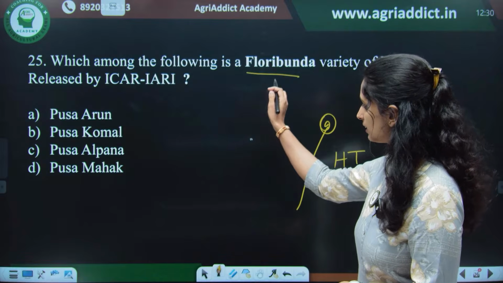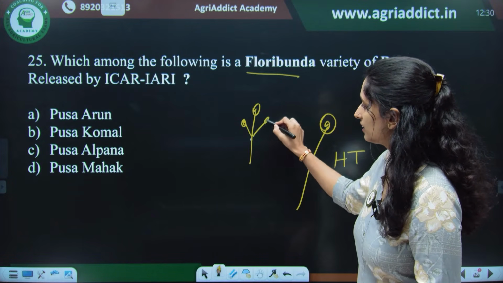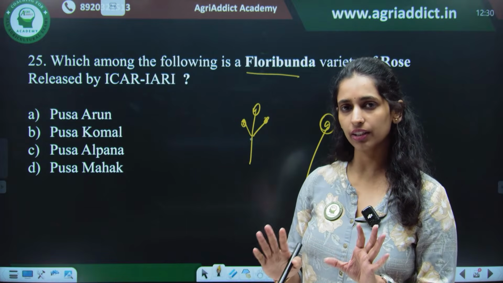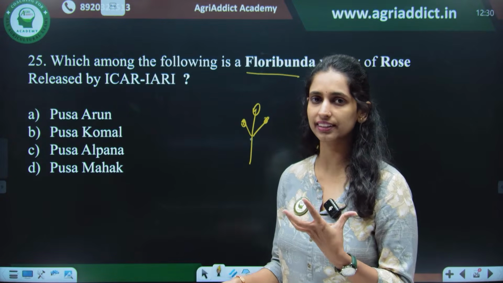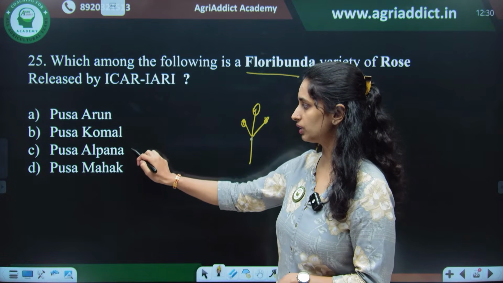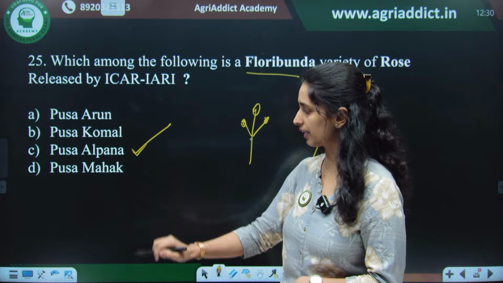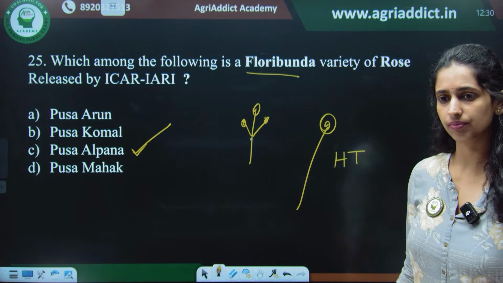And Floribunda means they will be having more flowers. जैसे कि स्प्रे टाइप होता है ना, ऐसे ही होता है, लेकिन थोड़ा flowers will be big, a little big. So this is very important. That is Pusa Alpana. Pusa Alpana is the right answer. This is recently released, so it is important. Okay.